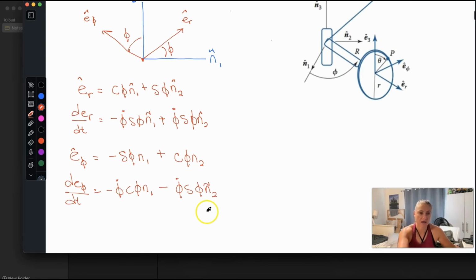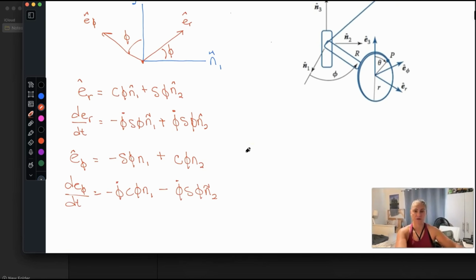Now here's where I want you to stick with me. We know that the cross product takes two vectors and you cross those two vectors together and you get a third vector that is orthogonal to both of those vectors. So this is interesting. If we have a horizontal plane, ER and E phi, if we cross these two, ER cross E phi, we're going to get that third, which is E3. And the same with N1 cross N2, you get N3. Okay, so keep that in mind.